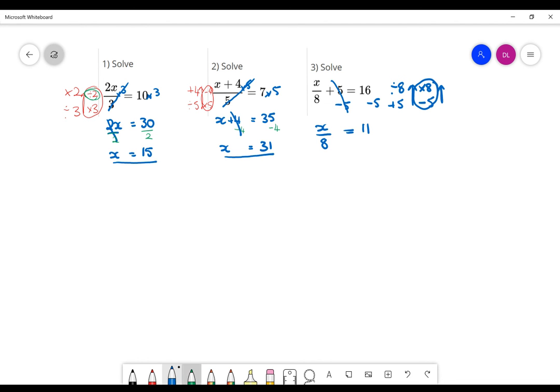The opposite of dividing by 8 is timesing by 8, just like we've got over here. And we're going to times by 8. Those will disappear, and that will give you x equals, and 8 times 11 is 88. Done.